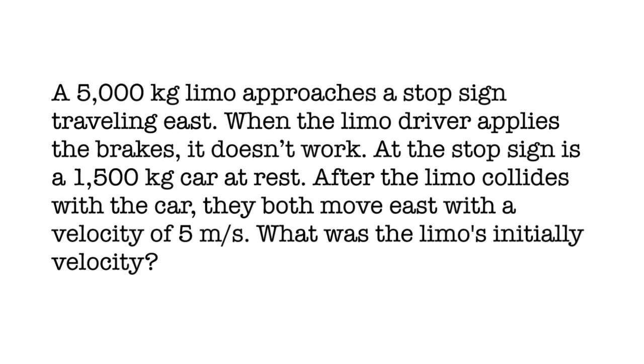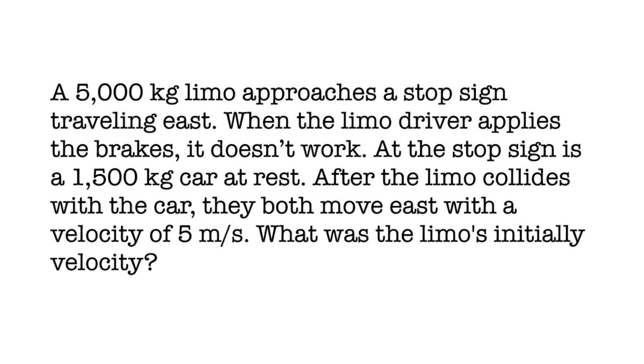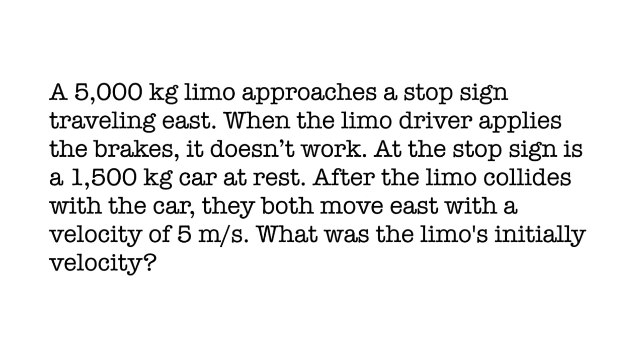A 5,000 kilogram limo approaches a stop sign traveling east. When the limo driver applies the brakes, it does not work. At the stop sign is a 1,500 kilogram car at rest. After the limo collides with the car, they both move east with a velocity of 5 meters per second. What was the limo's initial velocity?